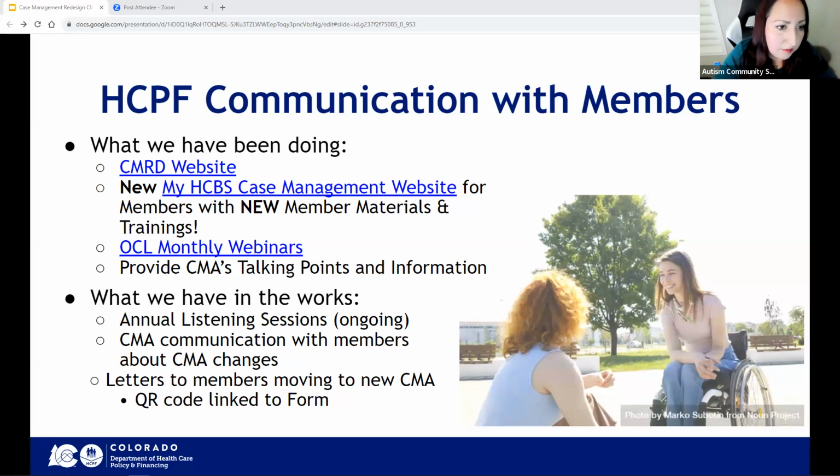And then of course there's the My HCBS case management website. There's also a case management redesign website that is an overall resource, and it has all the memos and everything to do with case management redesign, any past meetings and recordings that we've done. It also just has all of the information. It's geared more towards providers because of some of those policy memos, but it's also really great for members who like to jump in and get involved and know those policies and procedures and all of the things.